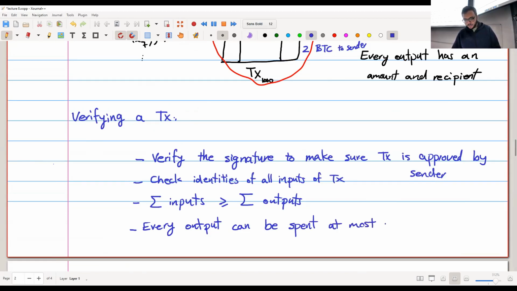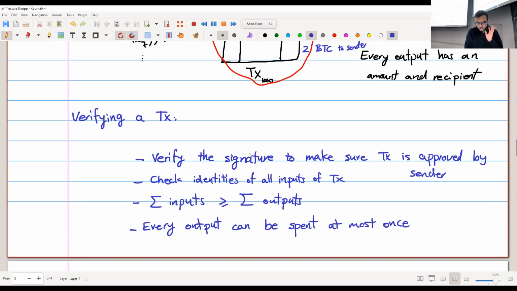Again, I'm very careful with my words here. I don't say it has to be spent. I say at most once. Again, if you have some money, you don't want to spend it, it's none of my business. So generally, the system allows you to lose your money. You have to be careful about what you do.